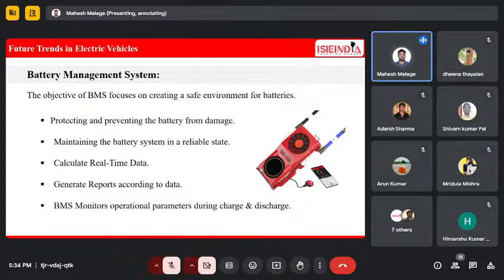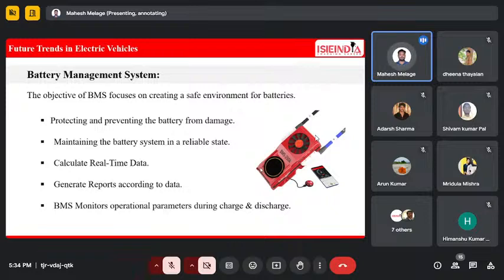Next, they can generate a report. A smart battery or smart BMS can also store the report. That means they can store the real-time data for R&D purposes, research purposes also.